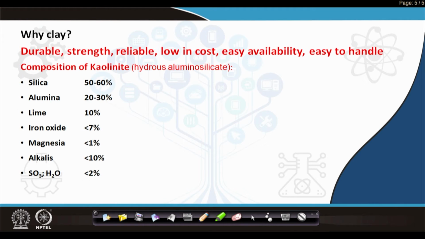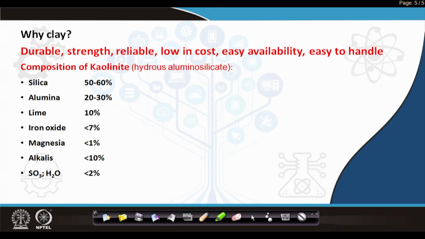Now, why clay? Out of all the things available on earth, why clay, and since when is it being used? Historically, since 8000 BC, we are finding the use of brick, and that is maybe the first or the simplest unit made out of clay, which is durable, which has strength, which is reliable, that means it does not fail as we had discussed earlier. It is low in cost, readily available, and easy to handle.